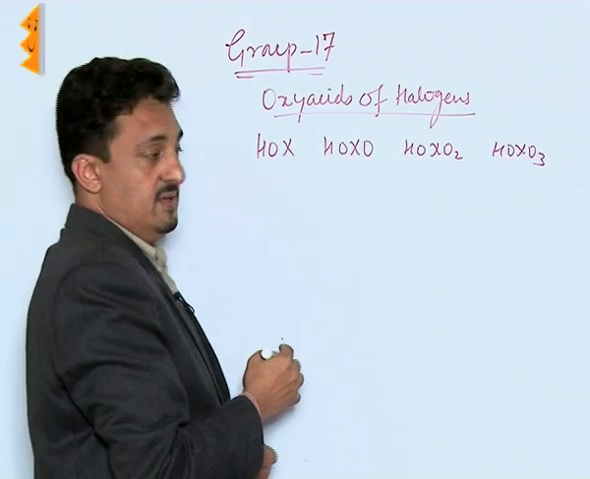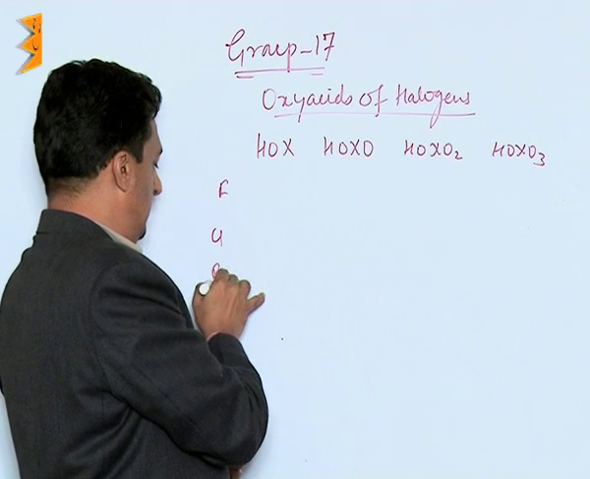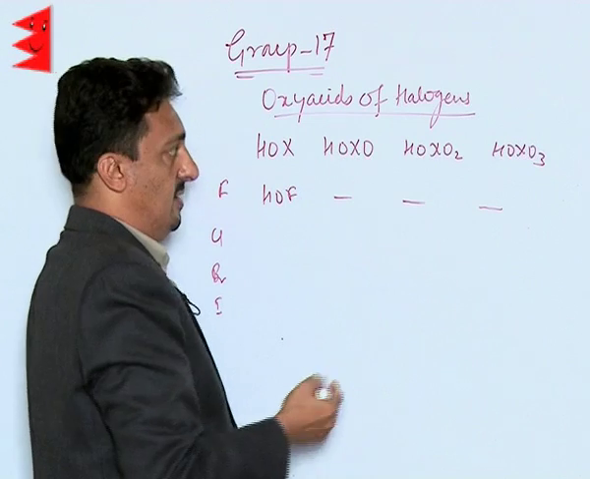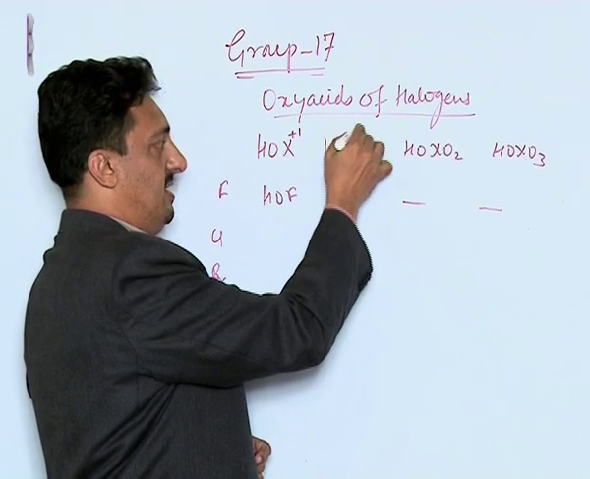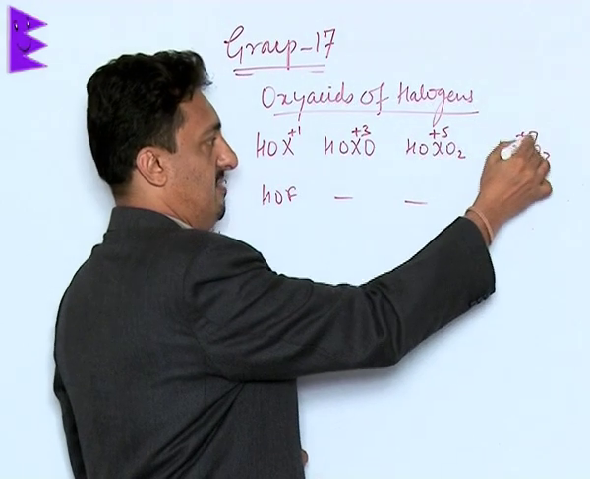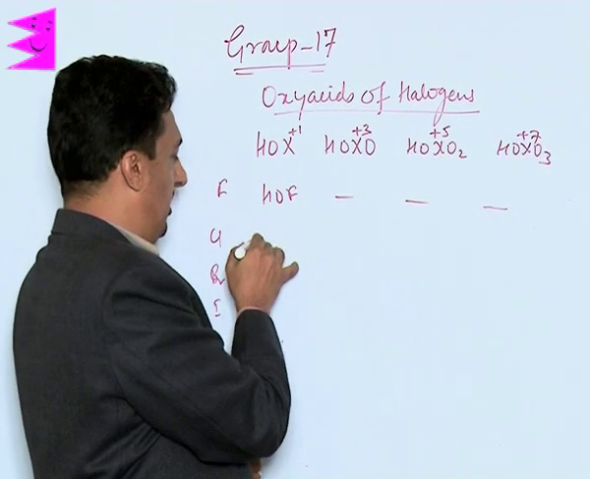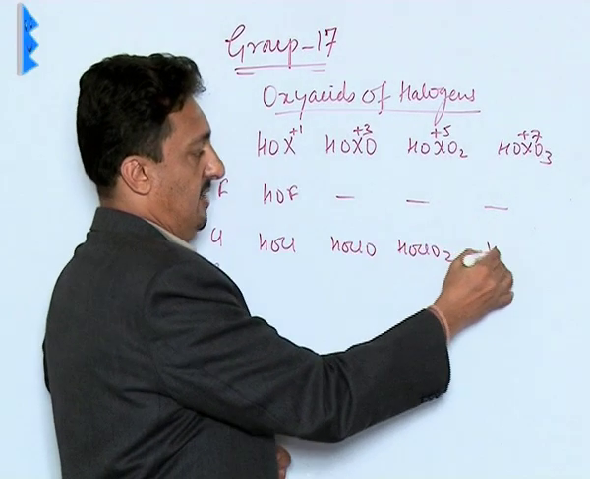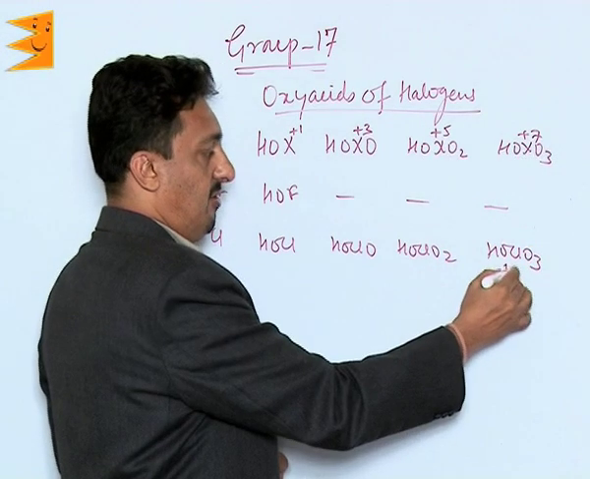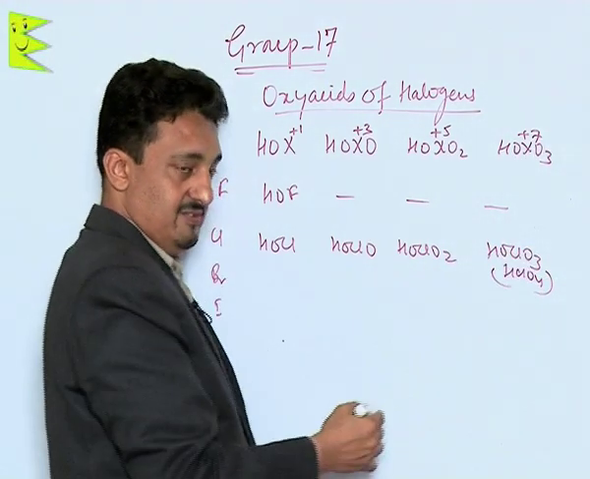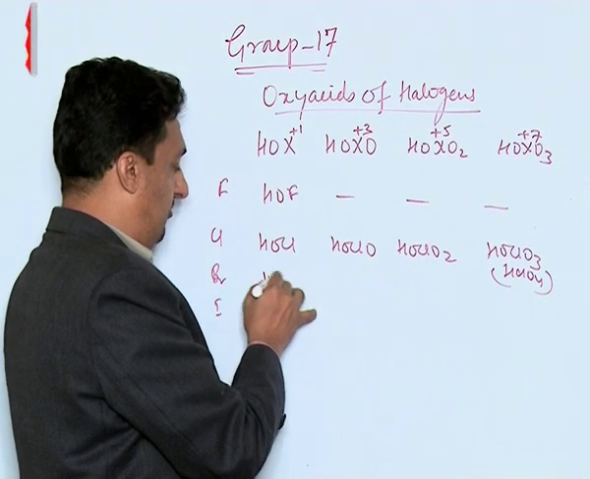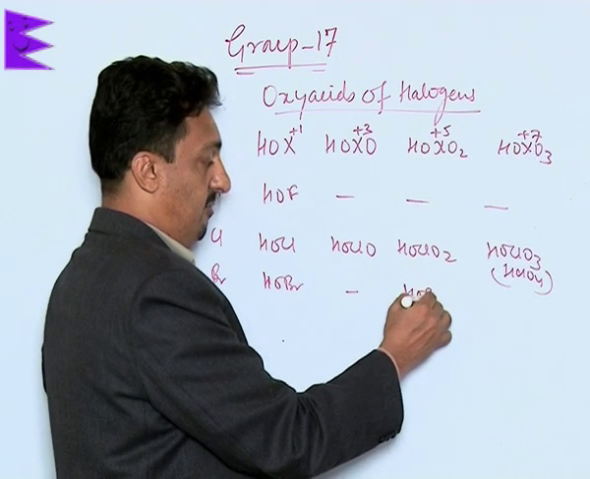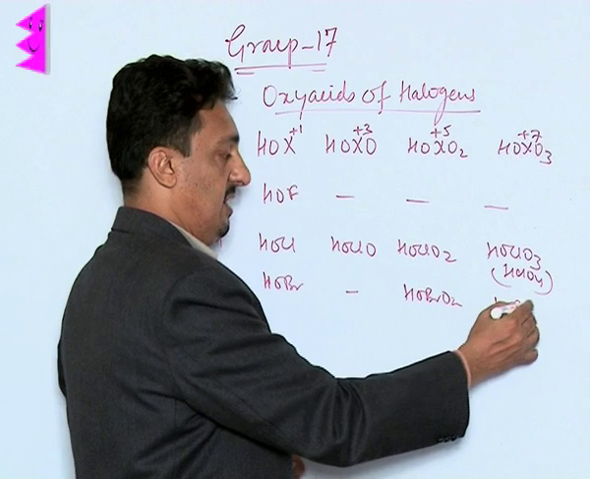HOXO3. Like if you are talking about fluorine, chlorine, bromine and iodine, fluorine only forms HOF and none of the other acids. What we need to understand is in this the halogen is in +1, here in this +3, in this +5 and in this +7 oxidation state. Chlorine forms all of these: HOCl, HOClO, HOClO2 and HOClO3, which we also call HClO4. Remember, we can club the oxygens together. Bromine forms, yes, HOBr, but doesn't form this one in the +3 oxidation state, HOBrO2 and HOBrO3.